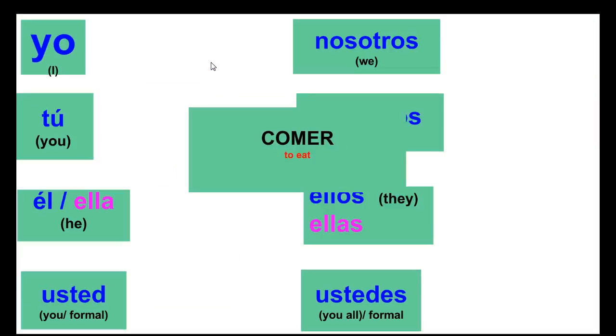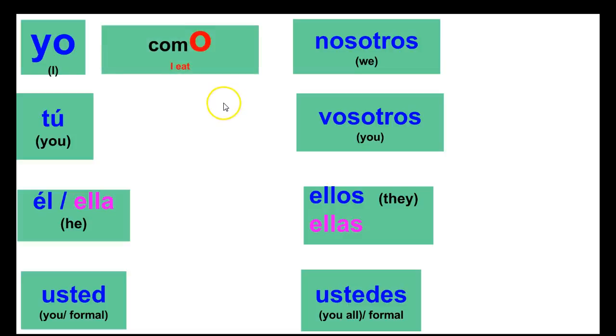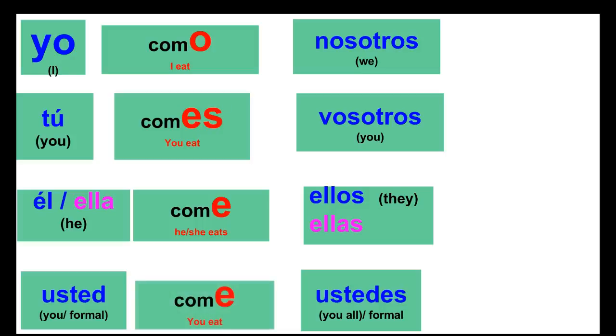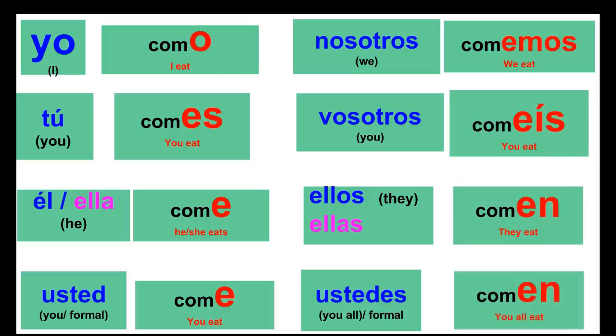So for example, we'll do comer first. Comer means to eat. Yo, if it starts with yo, it ends in O. Yo como. And that means I eat or I am eating. Tú comes. Él, ella come. Usted come. Nosotros comemos. Vosotros coméis. Ellos, ellas comen. And ustedes comen. Just keep in mind, vosotros is only used in Spain. Out of all the 21 Spanish-speaking countries, only Spain uses vosotros.